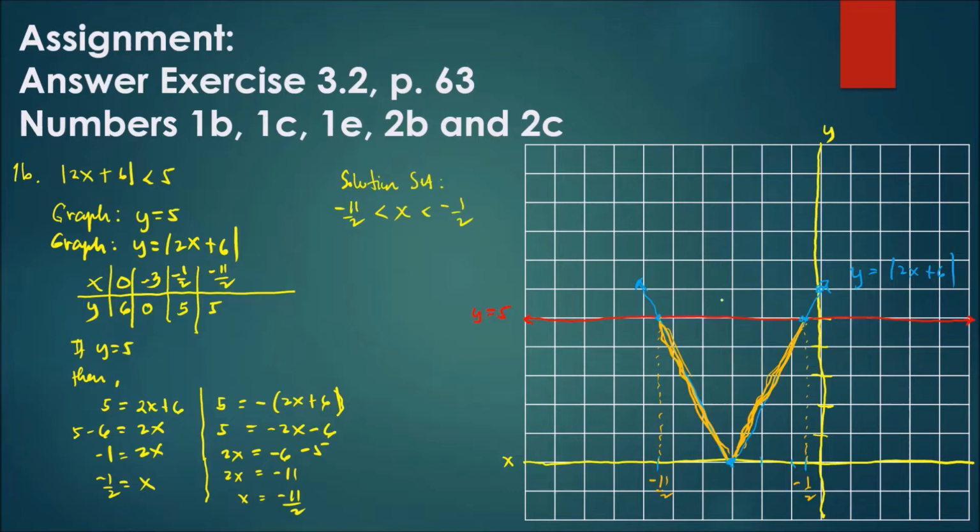Okay, so if you were able to graph it this way, give yourself 1 point. And if you're able to identify the solution set correctly, give yourself another point. Okay, and let's go to 1C.